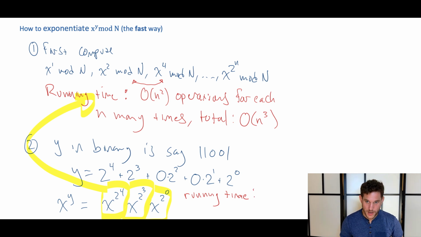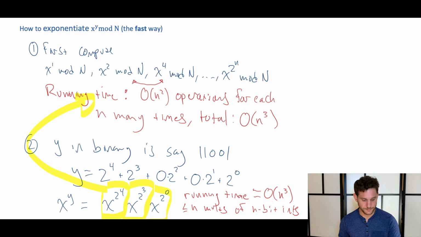Okay, so let's look at the running time. We had to do possibly n multiplications modulo capital N, and each of those multiplications takes on the order of n squared, so the total is going to be on the order of n cubed. We had less than or equal to n mults of n-bit ints, so the running time is on the order of n cubed. Cool.